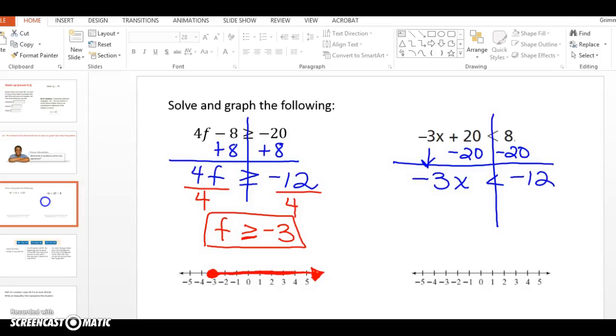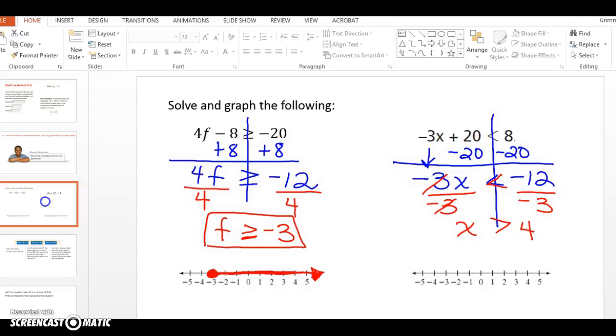Now what do I do? Divide by negative 3. Now I divide by a negative 3. And that also, because I'm dividing by a negative number, my inequality sign has to reverse. That is the trick. Okay? So then this side, these 3's cancel out and I get x. On the right-hand side, a negative 12 and negative 3 gives me a positive 4.